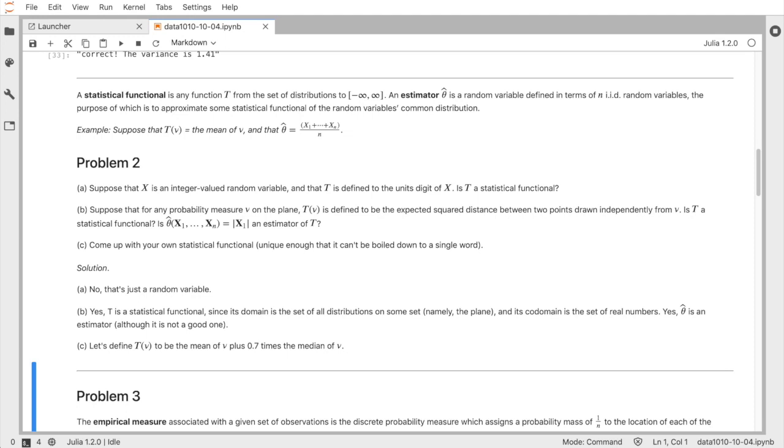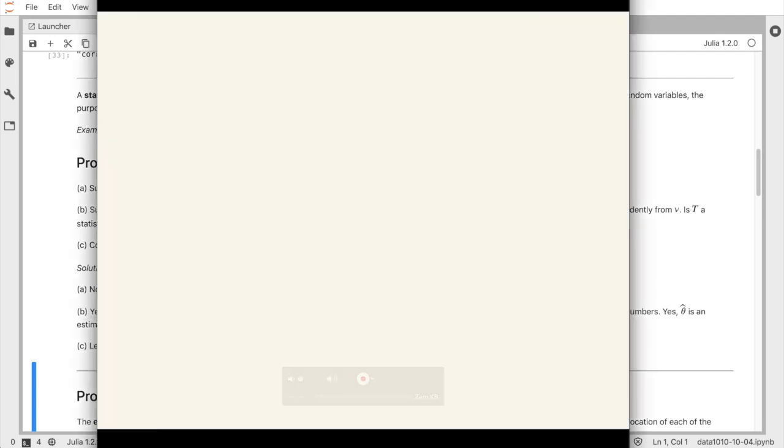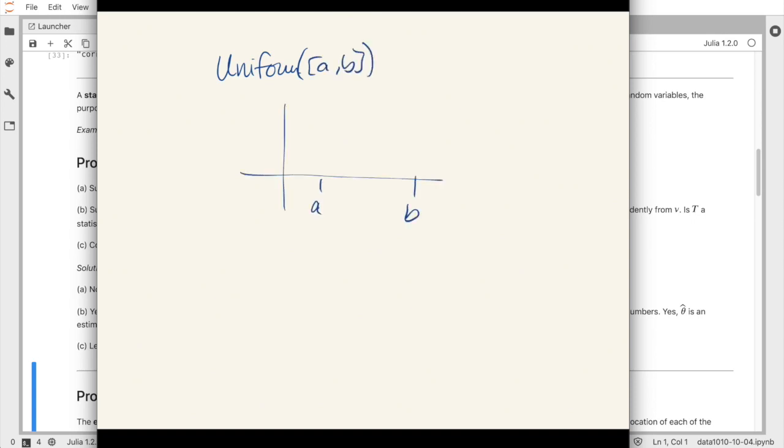So this is a good place to mention for context that one way that this material is sometimes discussed is called parameter estimation. So the idea is that you're assuming your distribution takes some specific form. For example, you might consider the uniform distribution on a comma b, where a and b are unknown parameters. So you don't know a and b, but you get some observations from this distribution and you want to use those to estimate a and b. And this is called parameter estimation.